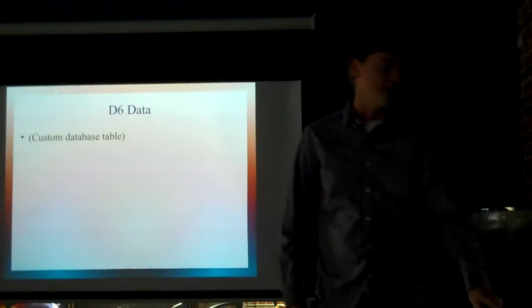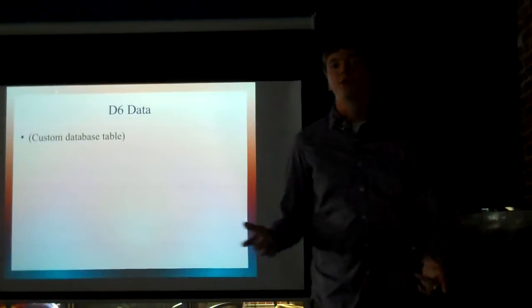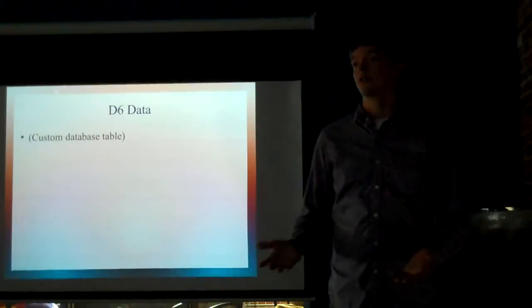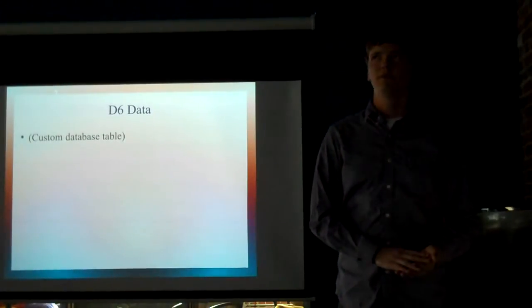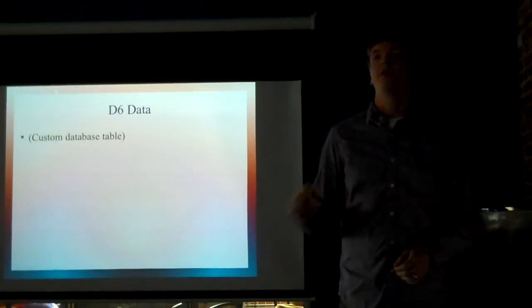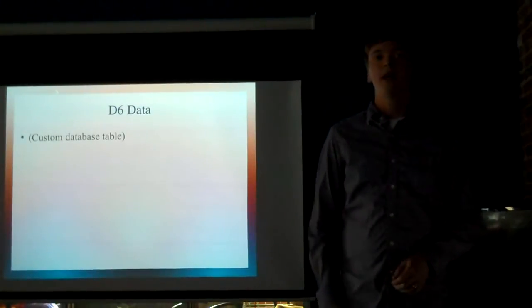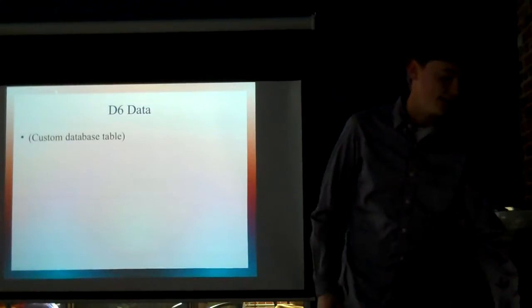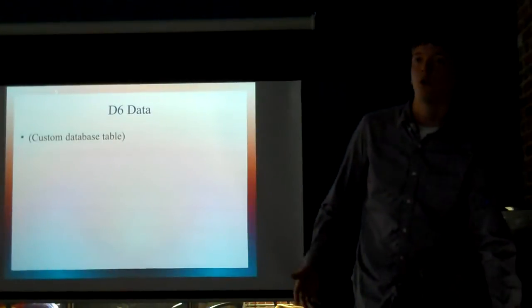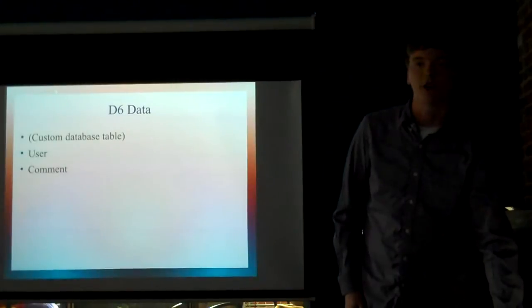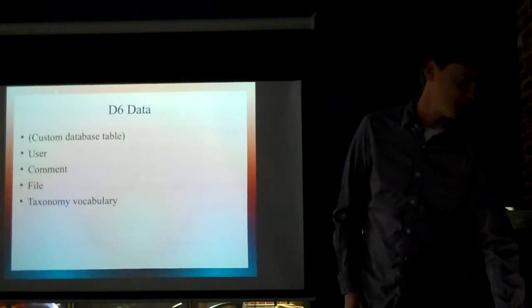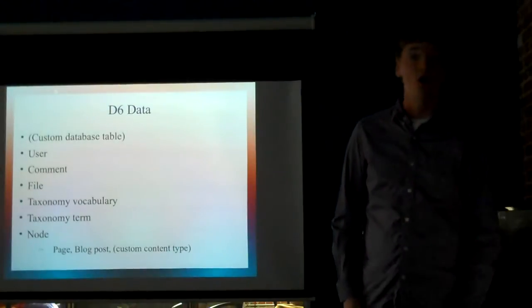Okay, so let's talk about data in Drupal 6. So of course, you could start off by just using a custom database table, right? You can use hook schema, I don't know how to pronounce that, hook schema to define all your database tables and columns, and great, you've got a database table. But there's a whole bunch of core data that Drupal defines, right? We've got our users, our comments, files, taxonomy vocabularies and terms, and then nodes.